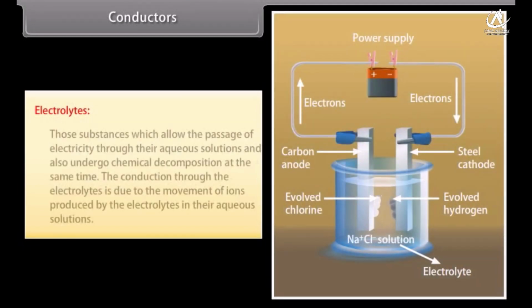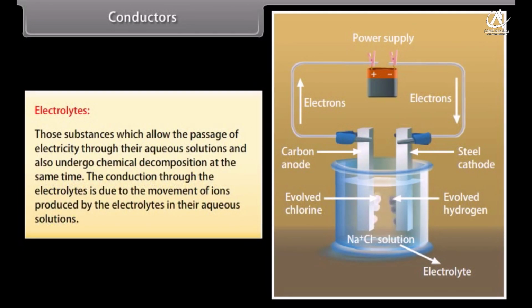Electrolytes. Those substances which allow the passage of electricity through their aqueous solutions and also undergo chemical decomposition at the same time. The conduction through the electrolytes is due to the movement of ions produced by the electrolytes in their aqueous solutions, for example, acid and base.